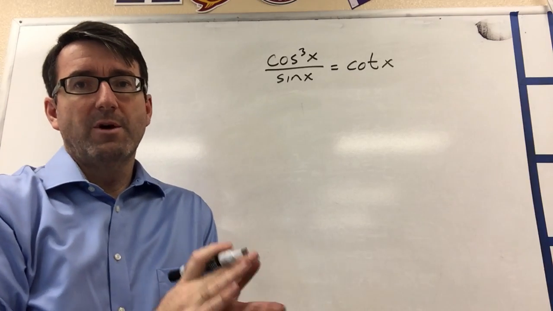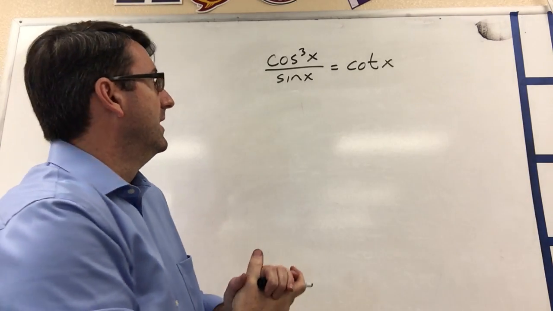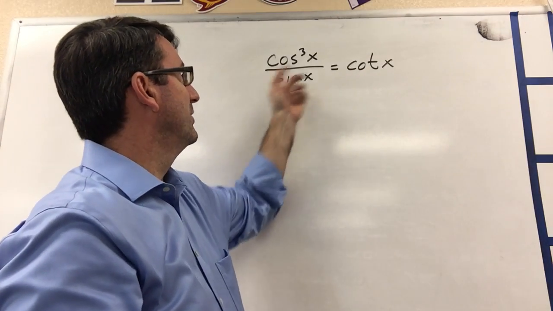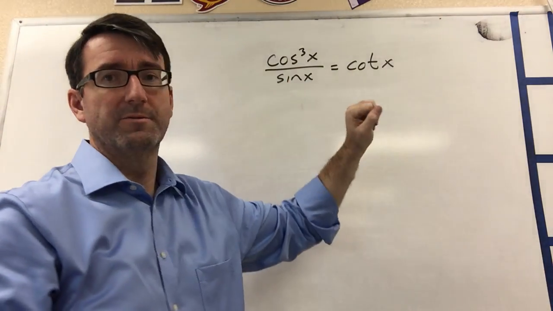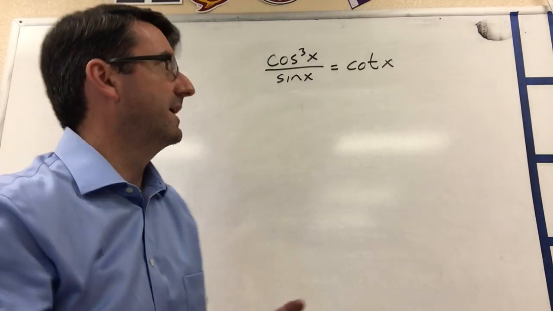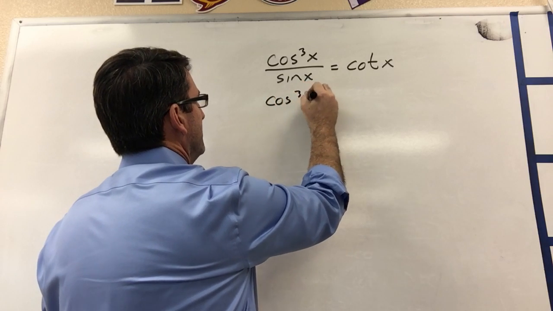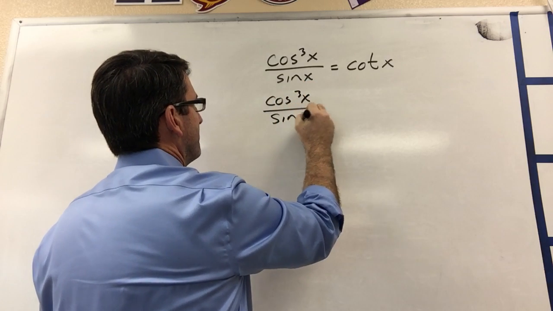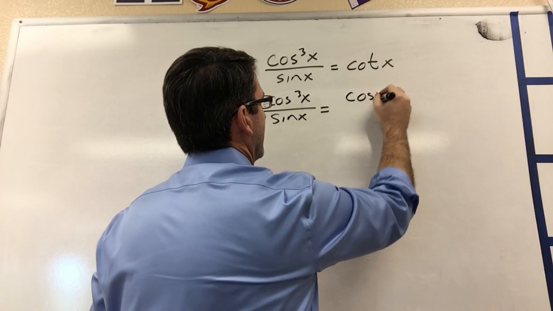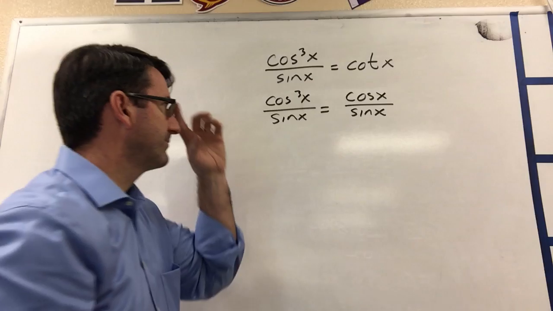All right, number 9, we have cosine cubed x divided by sine x is equal to cotangent x. So the first thing that I'm going to want to do here is put this entire equation in terms of cosine and sine. So we're going to change that cotangent x into cosine divided by sine. So this is cosine cubed x divided by sine x is equal to cosine x divided by sine x.